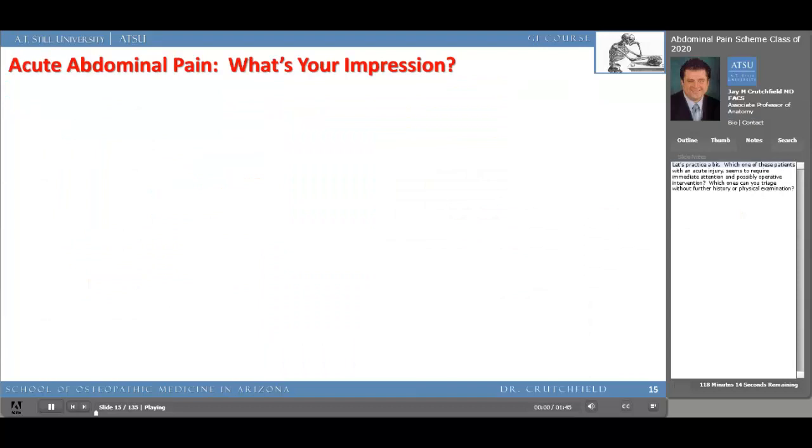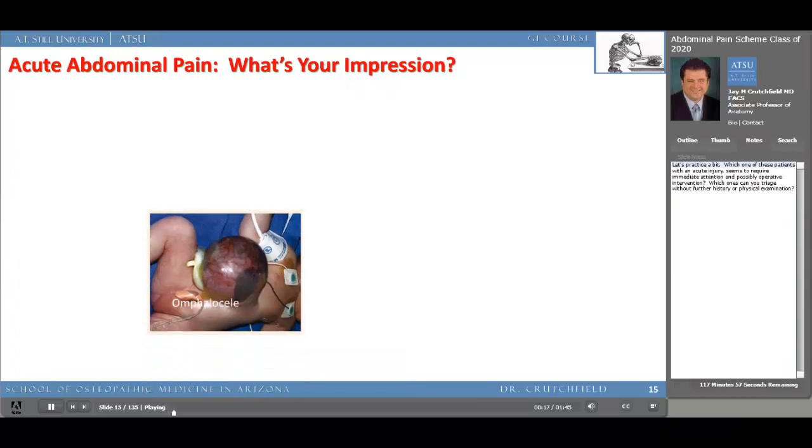Which ones can you triage without further history or physical exam? The first image is of a baby with an omphalocele. You'll soon learn that this is often associated with many other congenital anomalies and has a very high mortality rate. Do the three gentlemen in the left upper quadrant of this slide seem to be in extremis? The patient is actually awake, alert, and talking to either his physicians or paramedics.